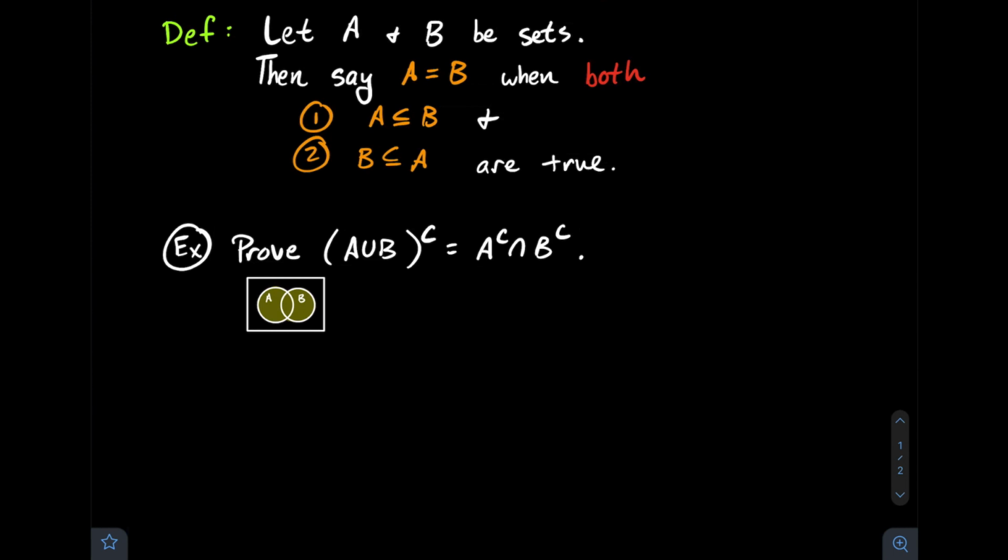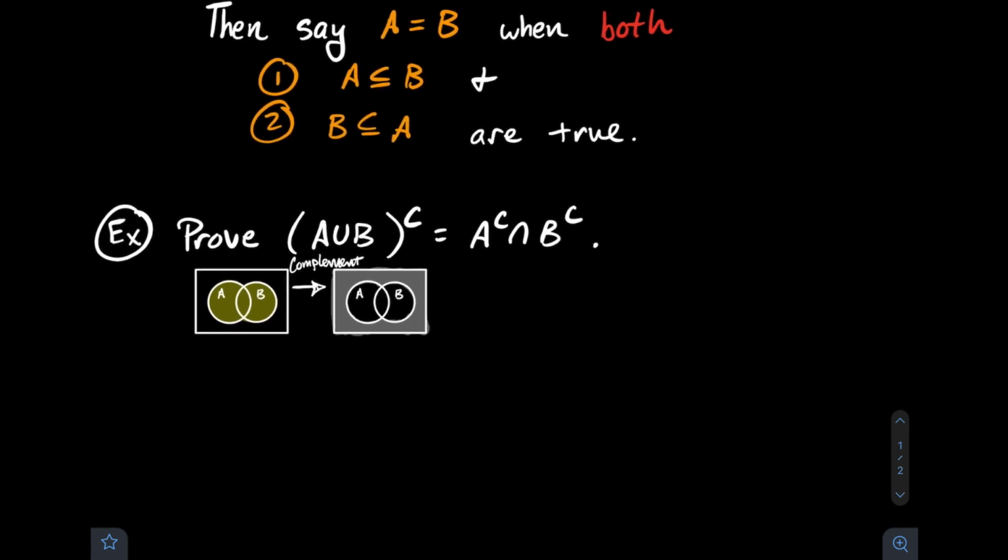Now I'm going to take the complement of that. When you take the complement, remember, that's just everything outside of the union. So I've shaded that a whitish color. Let me zoom in a little bit too so we can see better. So the left side is that shaded region just outside of the two circles A and B.